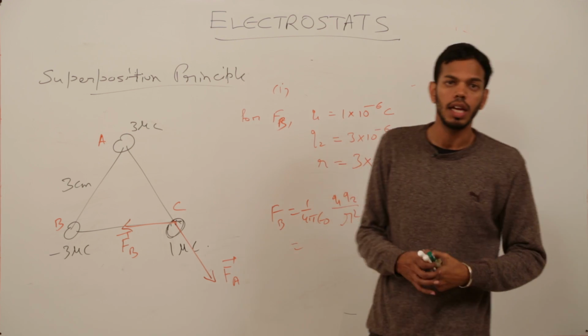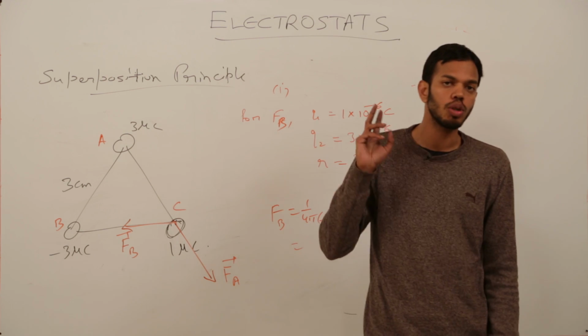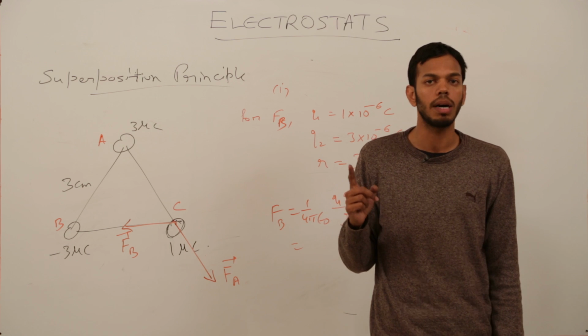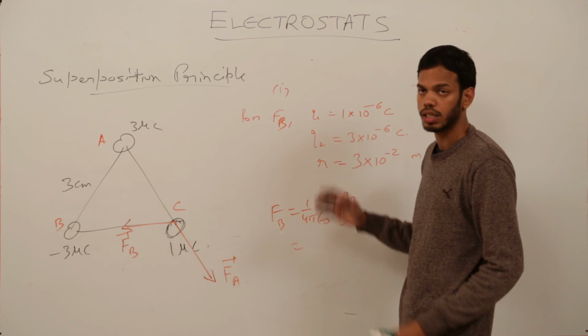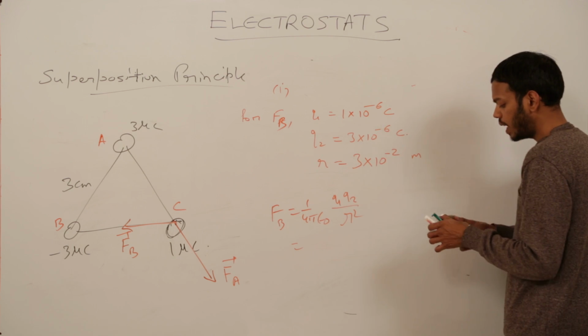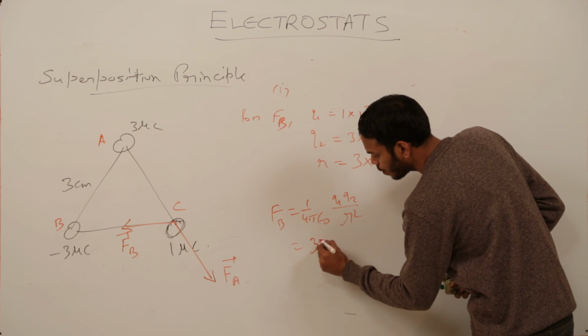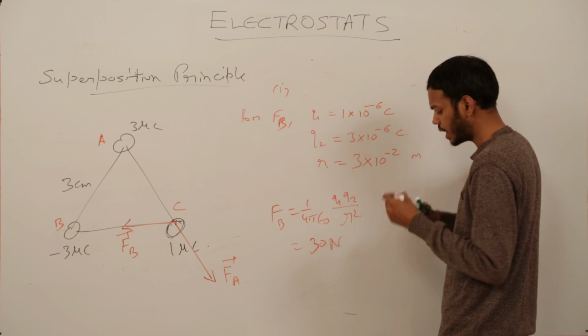So remember this thing. Never take sign in all those numericals where vector form is included. For example, electric force, electric field. Never take the sign of the charge. This will again be equal to 30 newton because everything was same.